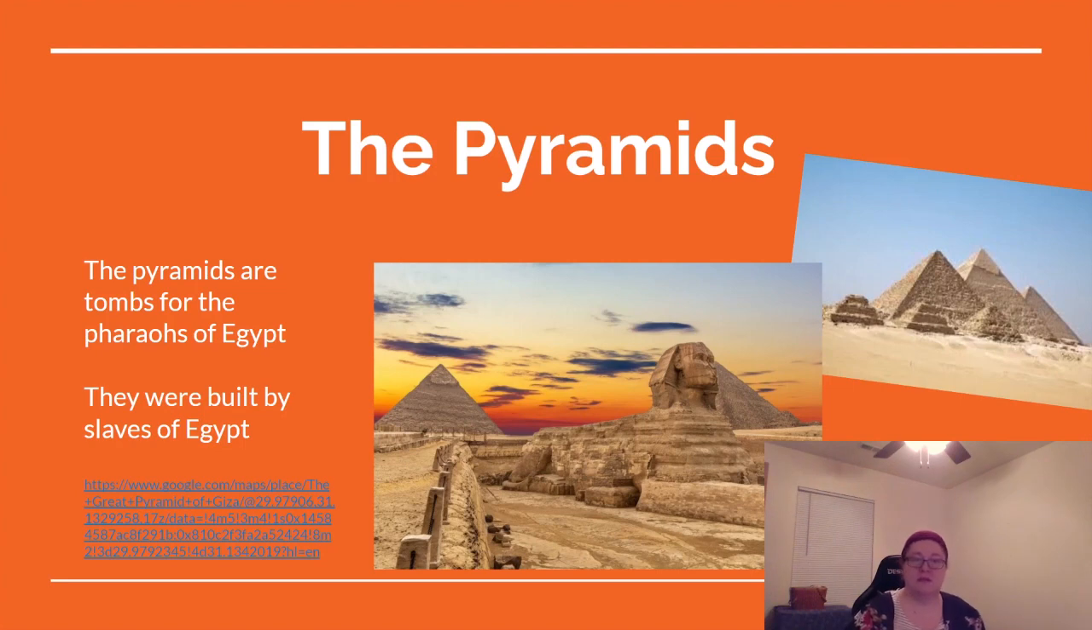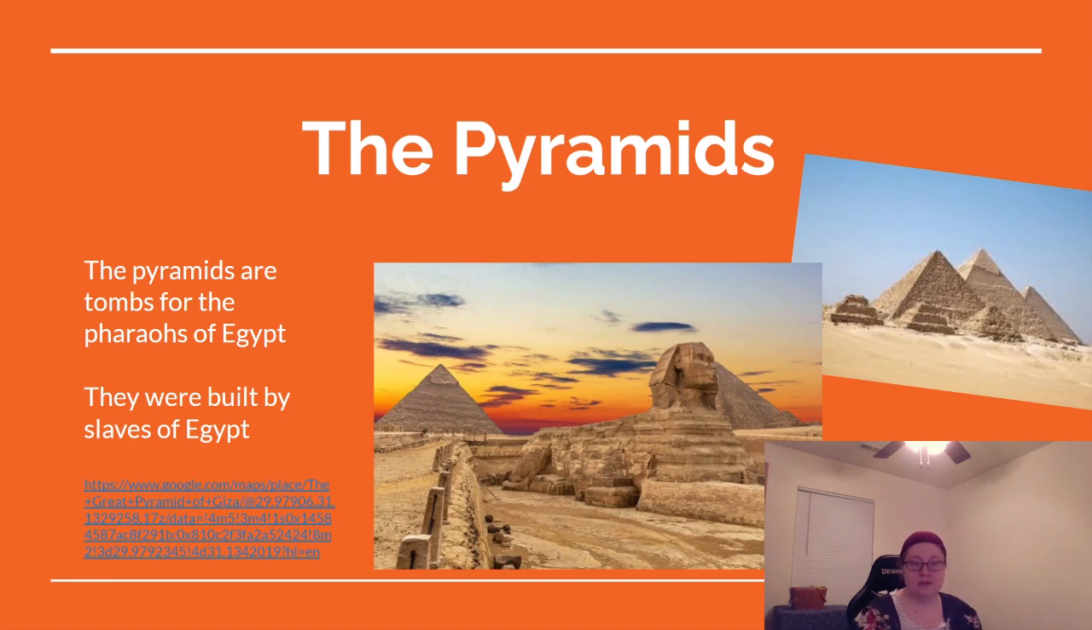So the pyramids, they mention in the book, were very popular for tourism. People like to travel to Egypt to see the pyramids. And what the pyramids were used for, they were tombs for the pharaohs of Egypt, and they were built by slaves.